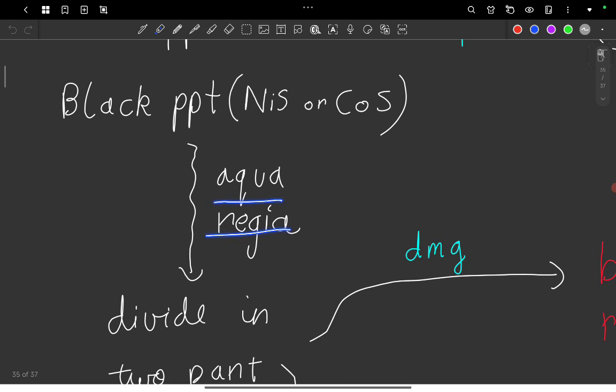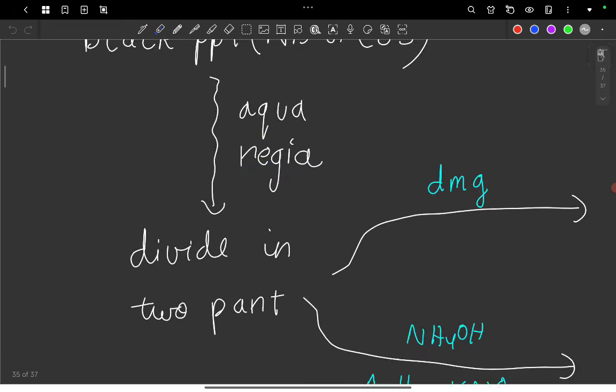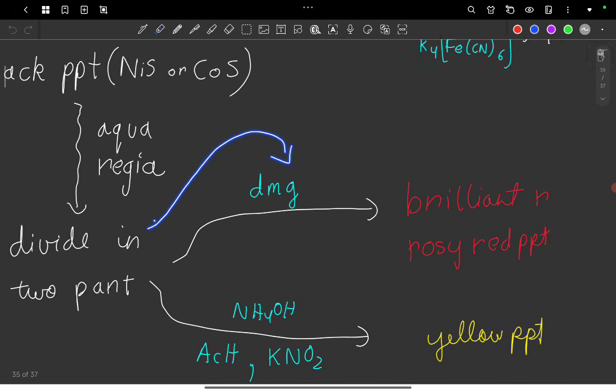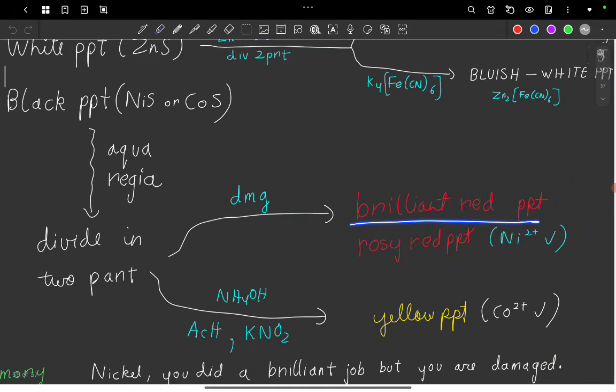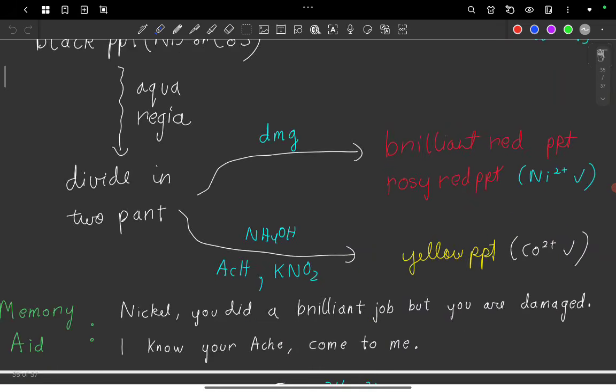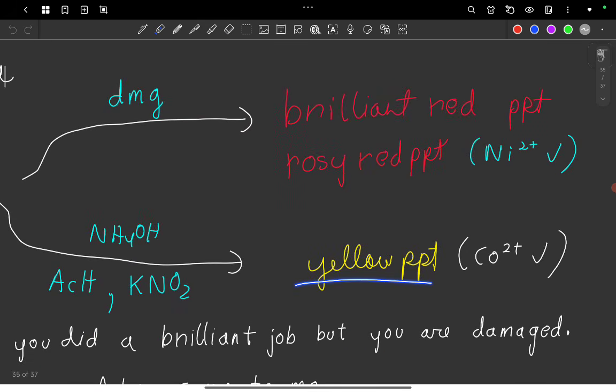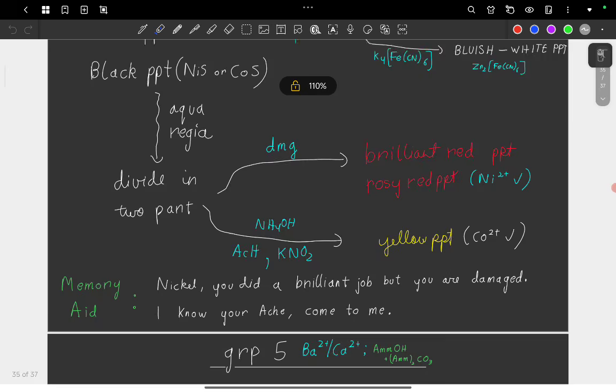So aqua regia is used, and once you have put aqua regia, you divide it into two parts. One of them reacts with dimethyl glyoxime, and it forms a brilliant red precipitate, or another keyword for this is rosy red precipitate. And the other one reacts with NH4OH, acetic acid, and potassium nitrite to form a yellow precipitate. Now, if the brilliant red precipitate is formed, then you confirm the presence of the nickel ion, and if yellow precipitate is formed, you confirm the presence of the cobalt ion.